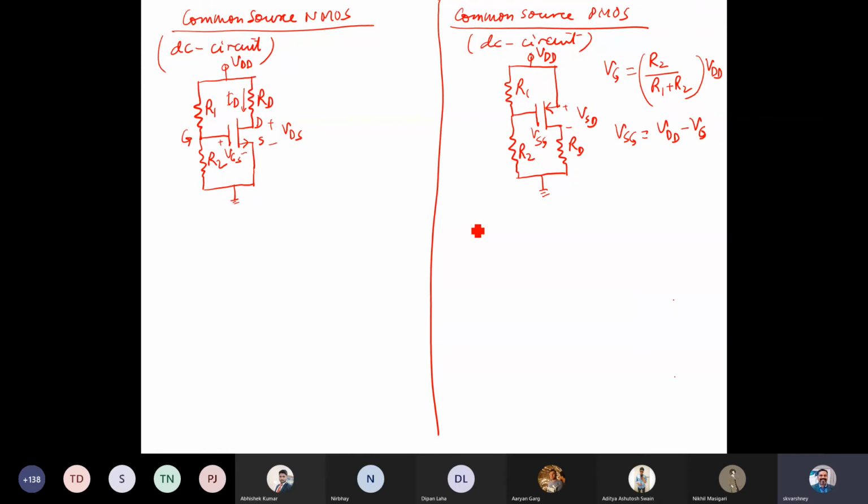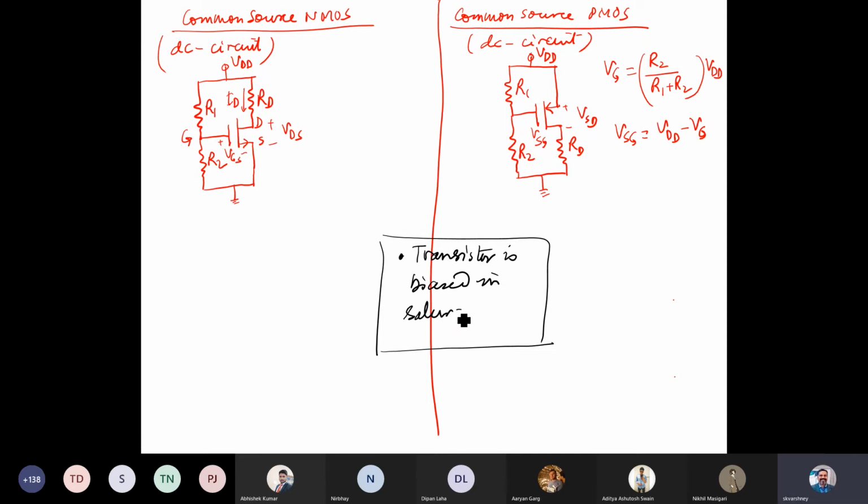As I mentioned, the threshold voltage VTP in case of PMOS is negative, so if we take only the positive magnitude, it means VSG has to be greater than the magnitude of VTP. The assumptions are the same in both situations: we assume that the transistor is biased in the saturation region.